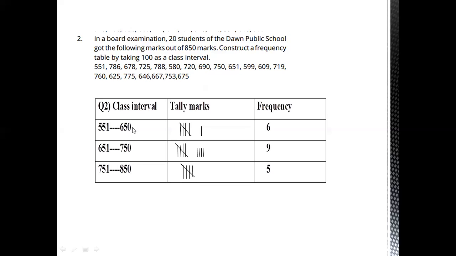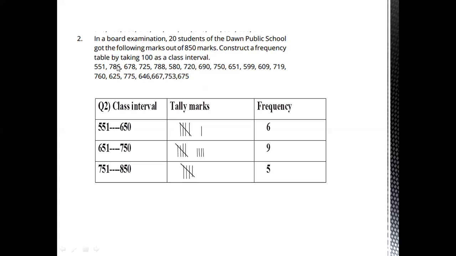From 551 to 650, you will check how many student marks are in between this. 551, 1. 582, 2. 599, 3. 625, 4. 646, 5. So 6 students are lying in this.